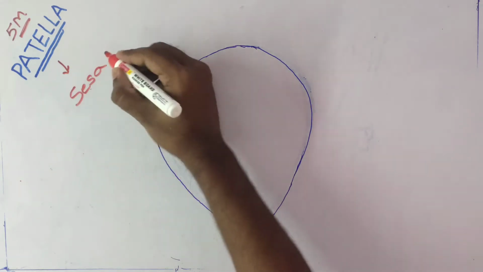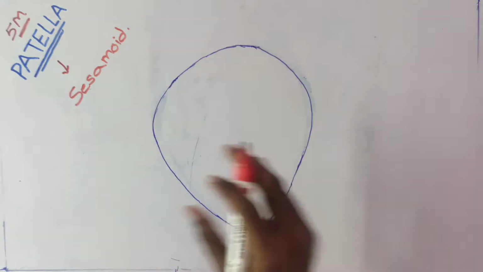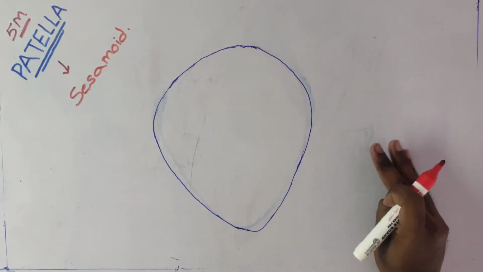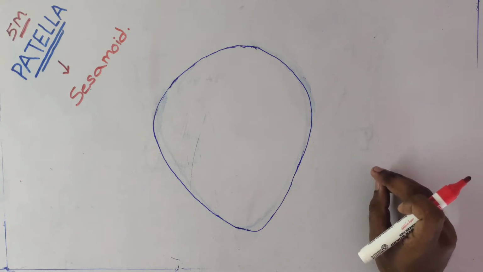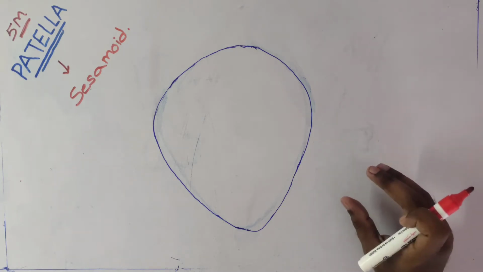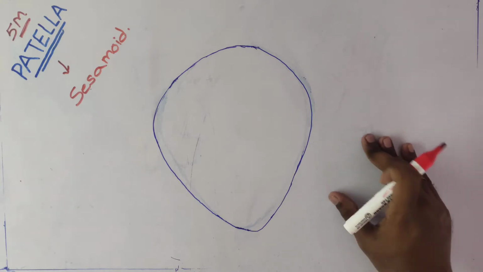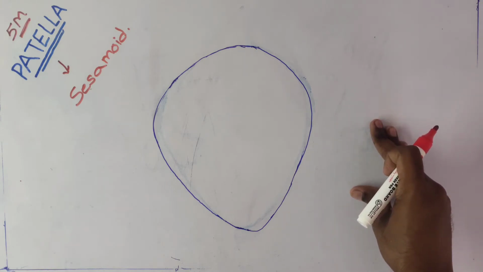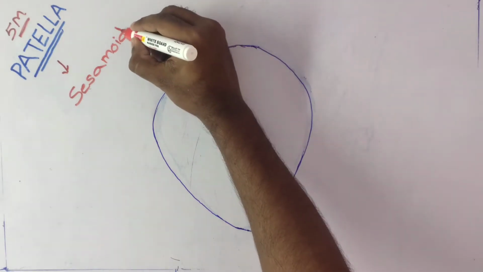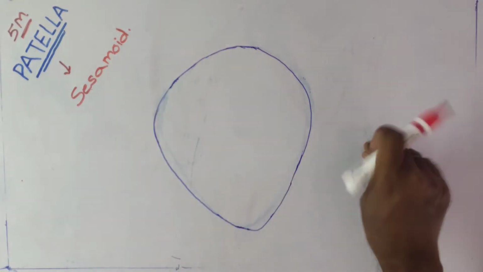Sesamoid bone means the bone which is independent on its own. That means, the bone which is present independently is called a sesamoid bone. Okay, next, the patella is the largest sesamoid bone in the body.